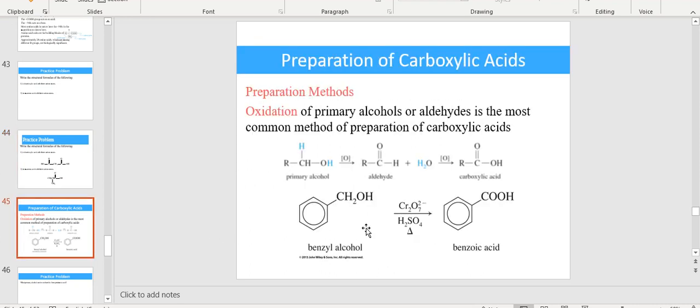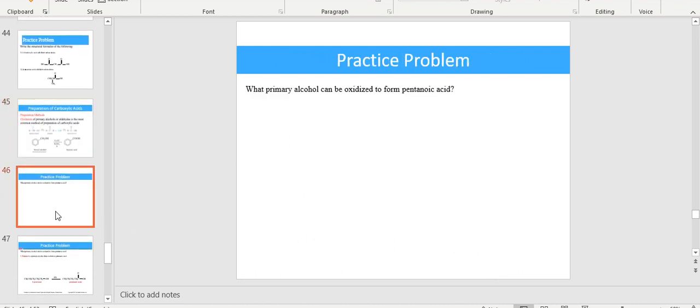Again, we're walking over the same carpet. How do you make a carboxylic acid? Well, you need a primary alcohol, oxidize it to an aldehyde, continue to oxidize it, and it changes into a carboxylic acid. So have a look here. Here I have benzyl alcohol, and we have now created benzoic acid. So let's just keep on moving, shall we?